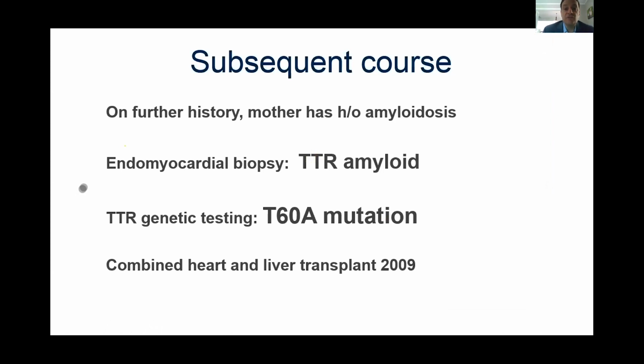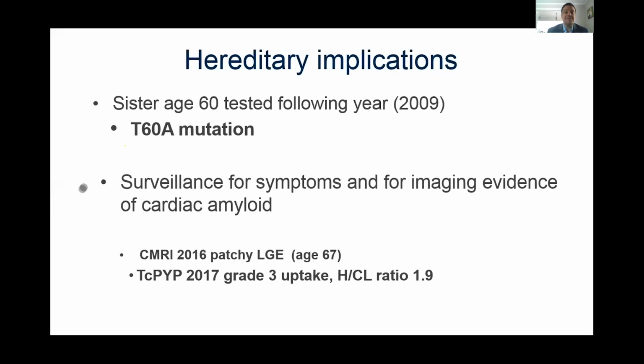Now, when we further talked to this gentleman, he is actually of Irish descent. His mother had a history of amyloidosis, and we did a heart biopsy, and he had TTR amyloid and had the ALA60 Irish mutation, and on further inquiry had some peripheral neuropathy. He underwent a combined heart and liver transplant in 2009, is still alive today, and that same year his sister came to us and was worried that she needed to be tested, and we indeed tested her for TTR, and she had the same mutation.